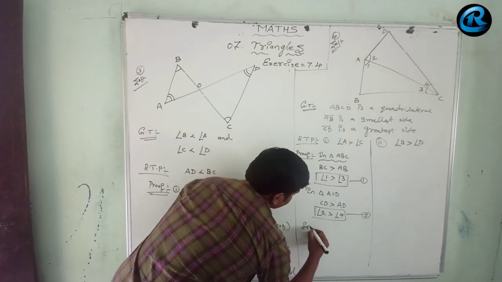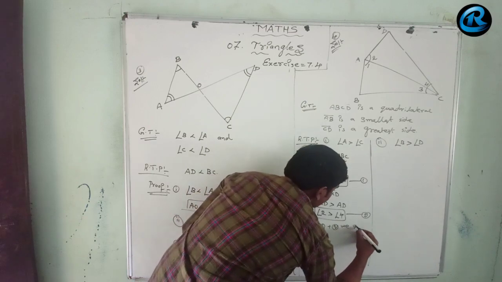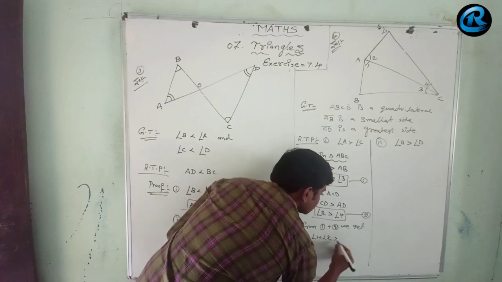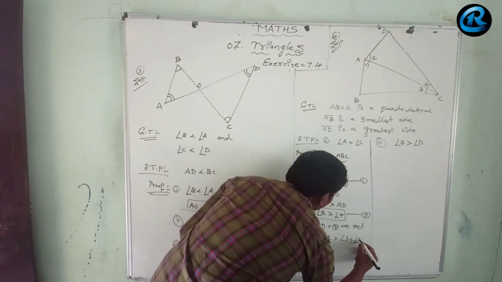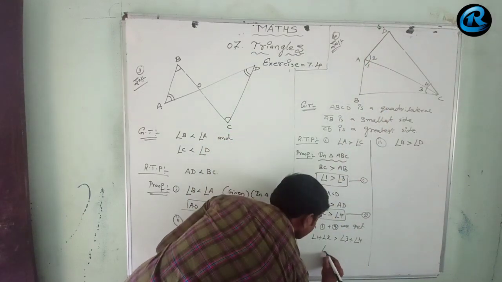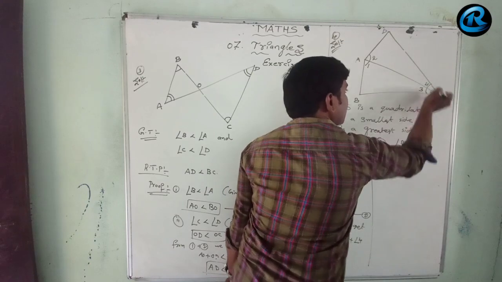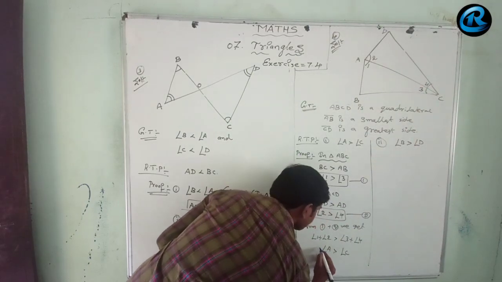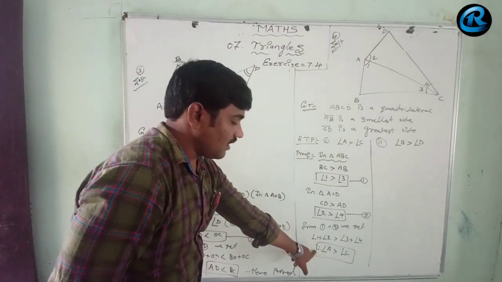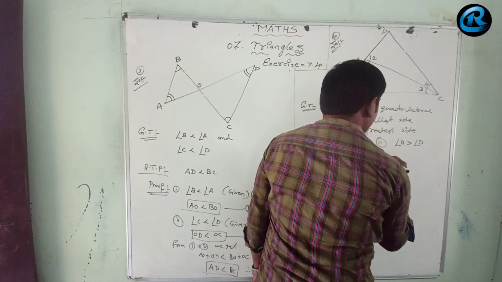From 1 and 2, adding them, we get angle 1 plus angle 2 is greater than angle 3 plus angle 4. Angle 1 plus angle 2 is nothing but angle A, which is greater than angle 3 plus angle 4, which is nothing but angle C. That is what is proved here. Let us go for the next one. Proof.